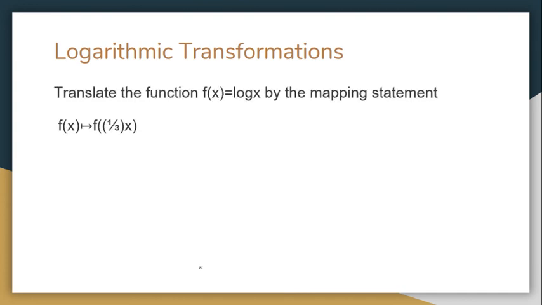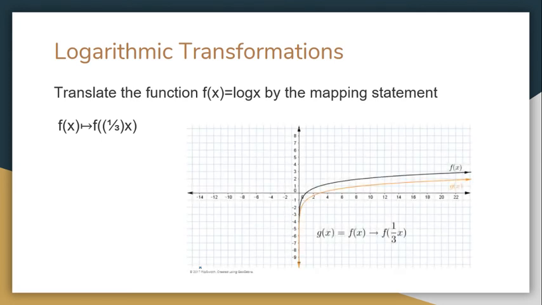Okay, so now if we put a 1/3 on the inside, our graph is going to get a little compressed. It's going to get closer to our x-axis. Remember, if the number inside is between 0 and 1, it's going to get closer to our x-axis. If it's greater than 1, then it's going to get farther away from our x-axis.